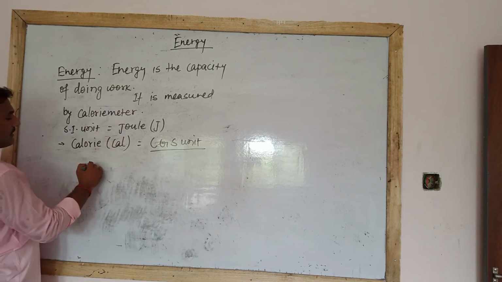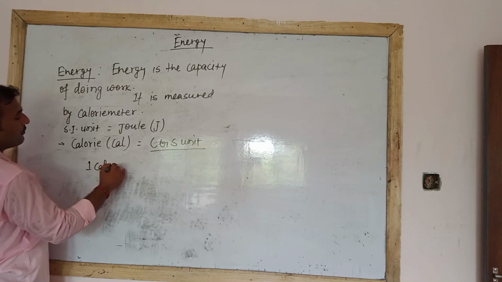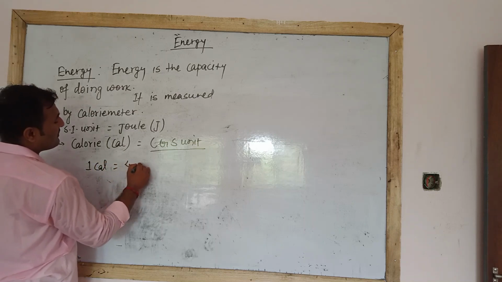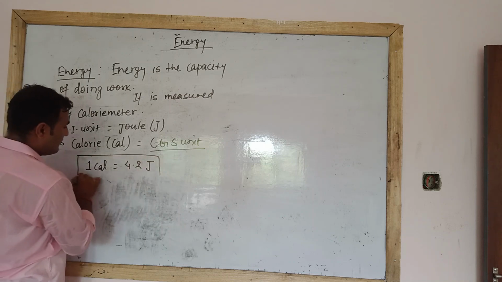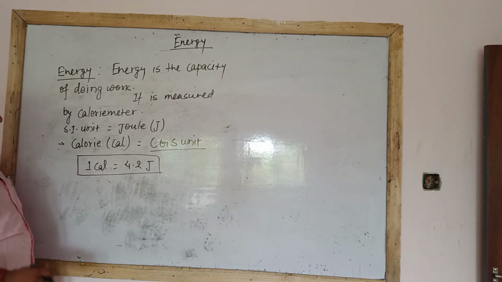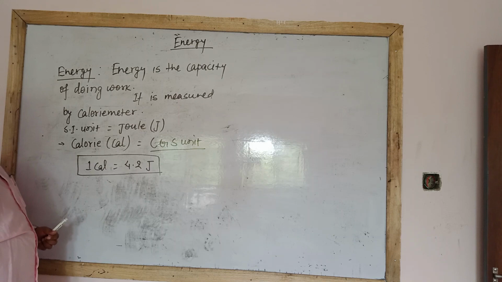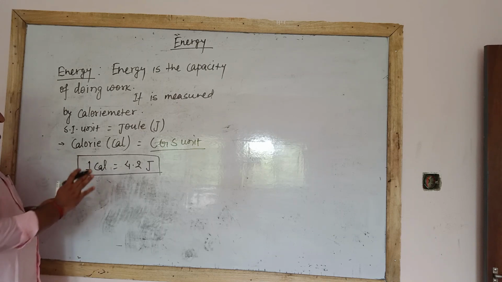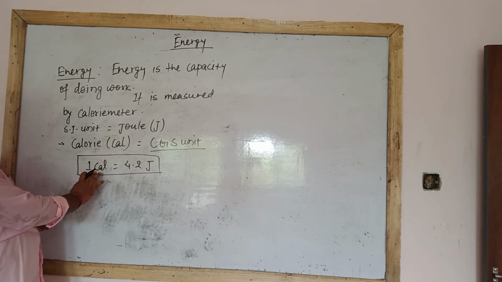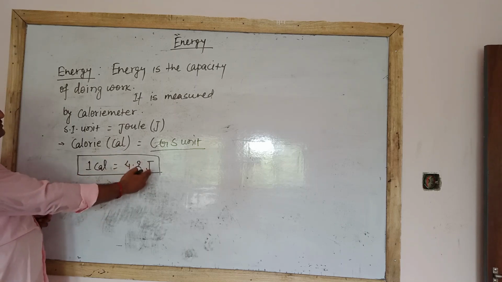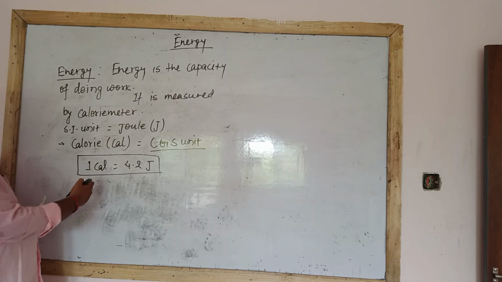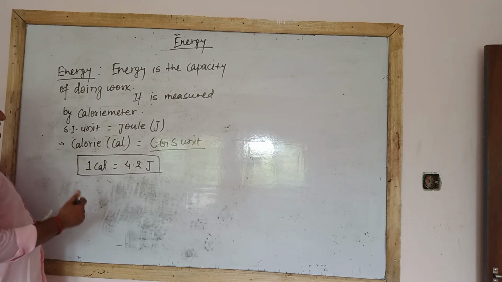We can convert calorie into joule. 1 calorie is equal to 4.2 joule. This equation is called the relationship between the SI unit and CGS unit of energy, or simply the relationship between calorie and joule. We can convert calorie to joule or joule to calorie with the help of this equation.